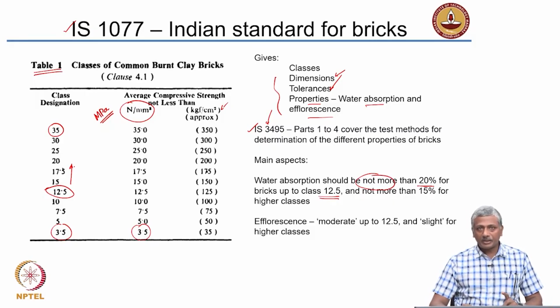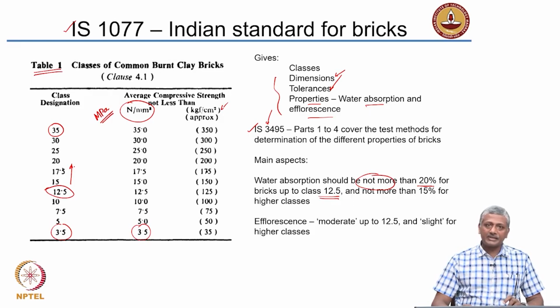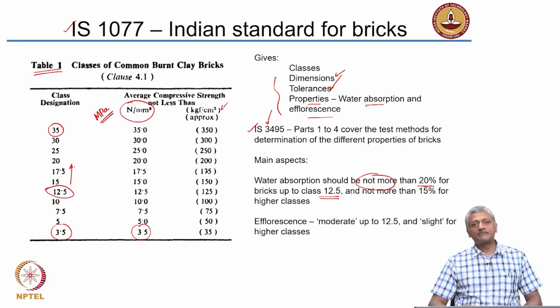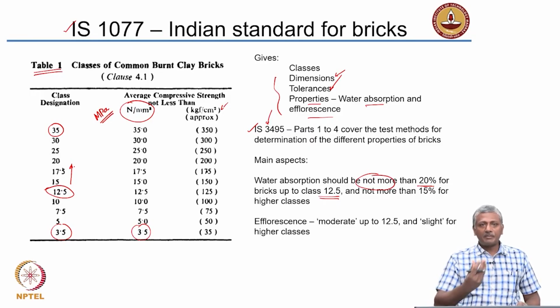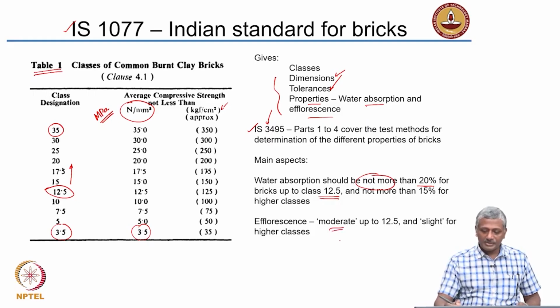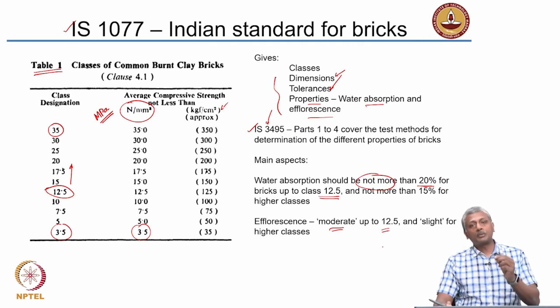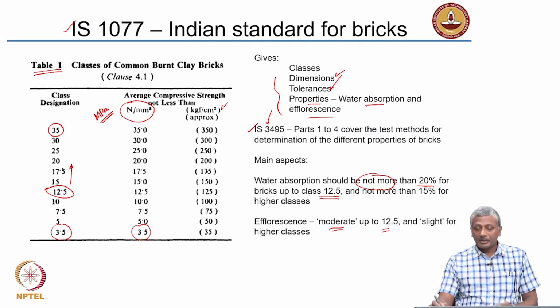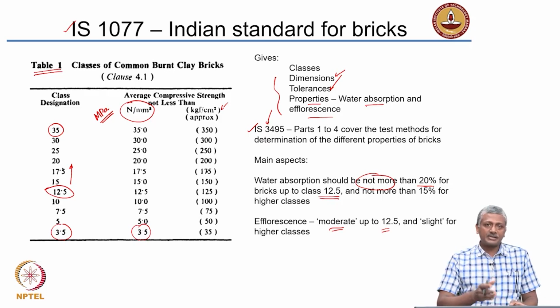The other aspect that you need to think about is the efflorescence, and as I said, you give a visual rating of the surface of the material depending upon the salts that have crystallized outside. So, if a lot of the surface is covered, then you have a very high efflorescence. If some part of the surface is covered, you call it moderate efflorescence, and moderate efflorescence is permissible up to the grade of 12.5, up to the 12.5 strength class of the bricks. But if you are going above this strength class, then the efflorescence has to be slight. Okay, please remember, moderate for classes less than 12.5 and slight for classes more than 12.5.